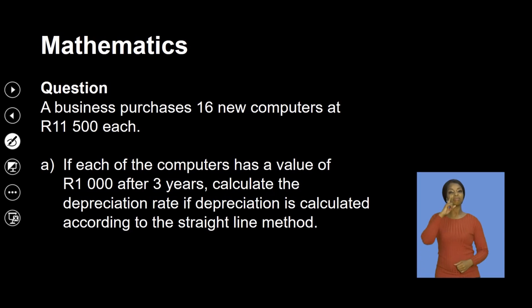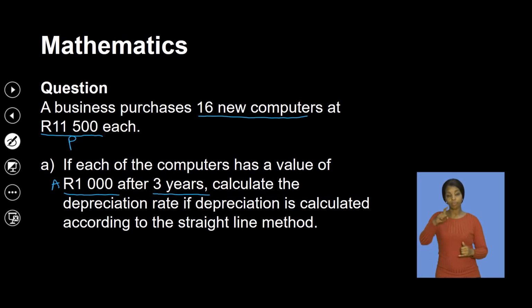Now, let's look at maybe one more example. A business now purchases 16 new computers, right? They purchase 16 new computers at 11,500, right? These, you know, would be your i8 and all of those computers that are quite good in terms of processors. Now, if each computer has a value of 1,000 rand after 3 years, hey, 1,000 rand would be the value of A. So it's the scrap value. What did it decrease to? And then remember the 11,500 will be the P value.